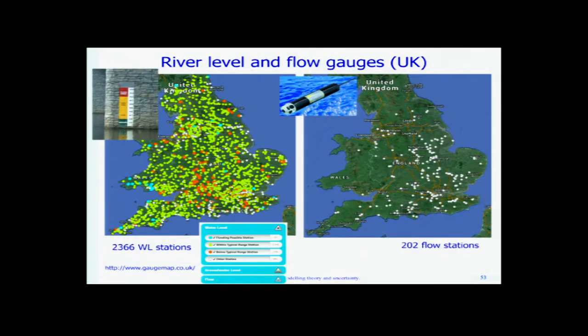Now, these are water level stations. I took Great Britain as an example, where you have a lot of gauging. There are 2,300 water level stations, but only 220 flow stations. So the question is, where do we get these flows? Well, you get flows from water level stations using rating curves.